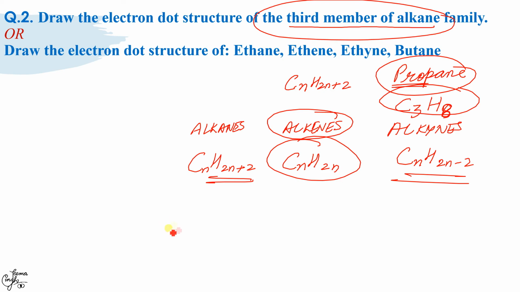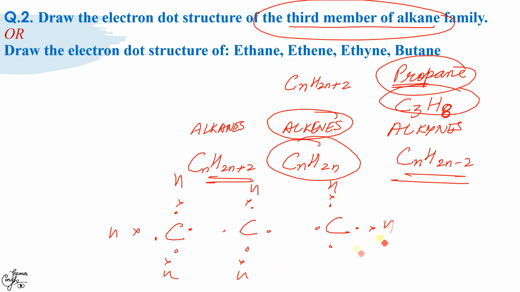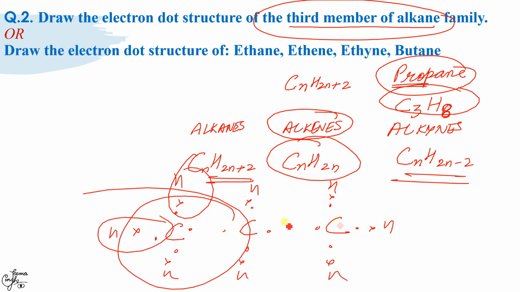So you can draw the electron dot structure as this, CCC. Fine. 1 2 3 4, 1 2 3 4, 1 2 3 4, and then you can show the hydrogens. I've already explained this to you in electron dot structure, so I'm a little faster, and just check the duplet is complete and the octet is complete for all the carbons, right? Or there might be a question, draw the electron dot structure for any of these: ethane, ethene, ethyne, butane. So you should be able to do this.